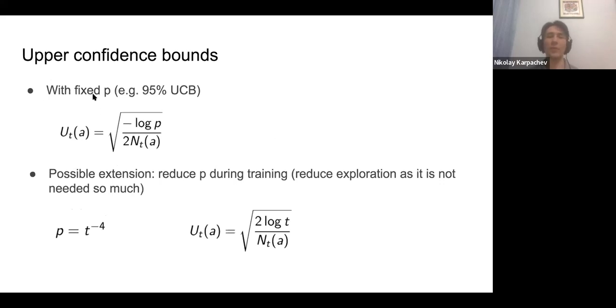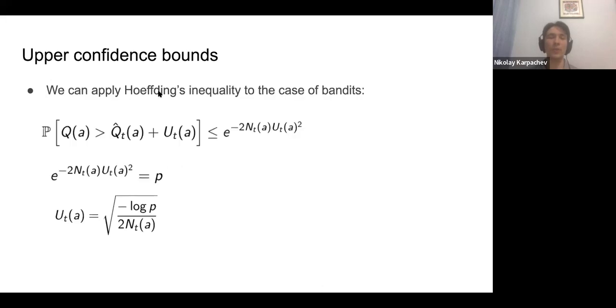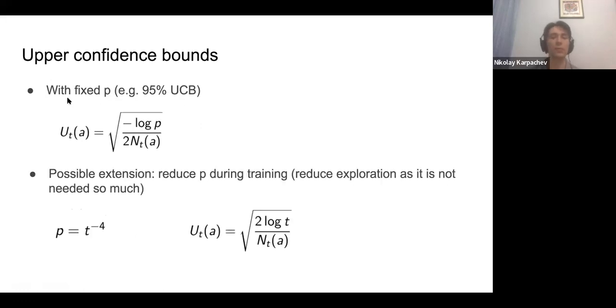So with fixed probability, what's derived from Hoeffding's inequality corresponds to the fixed probability. For example, in this case, 95% upper confidence bound. So we can estimate upper confidence bound in this fashion. But there is another extension where we can reduce probability during training.